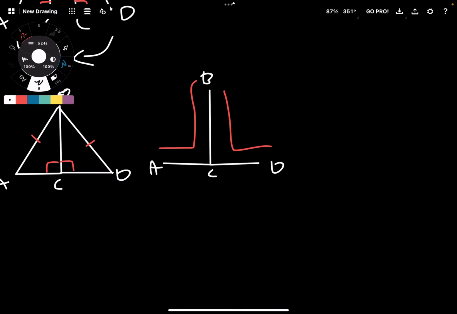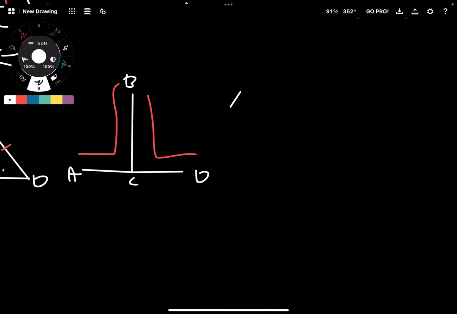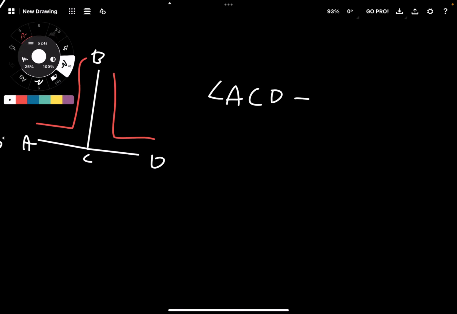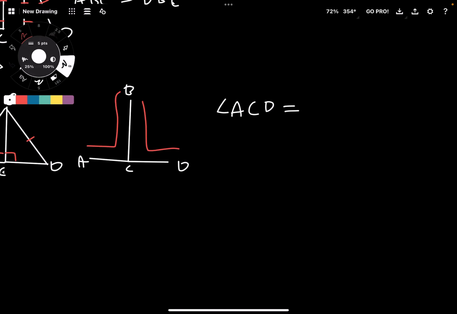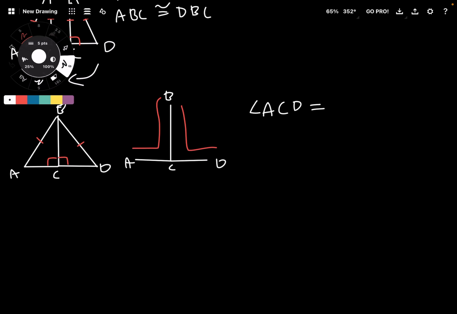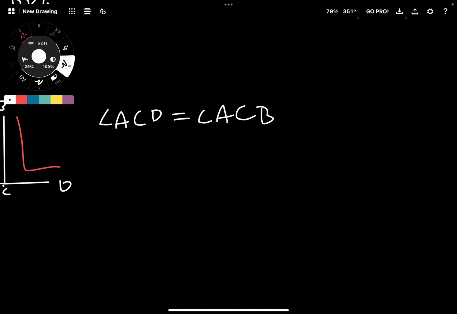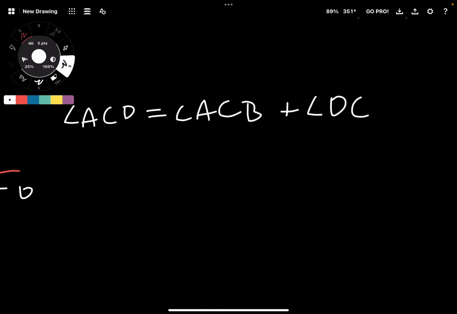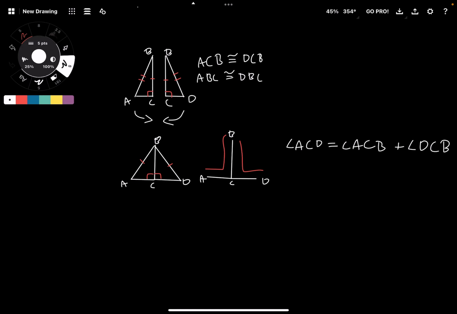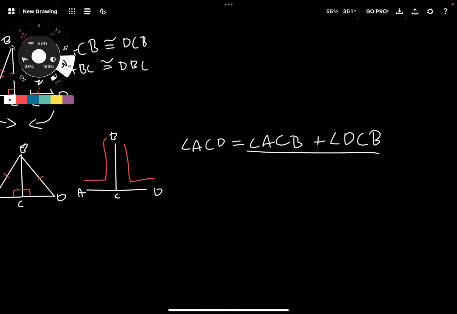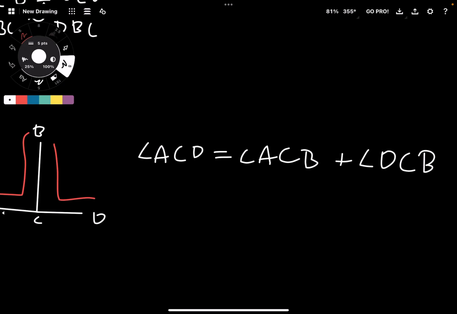ACB and DCB. So like I said, to get angle ACD here, let me just write it down so we don't get confused. To get angle ACD, we must add both adjacent angles. And both of these adjacent angles are, of course, angle ACB and, of course, angle DCB. Now, in this case, both angles ACB and DCB are congruent. So let's write that down. Angle ACB is congruent to angle DCB.